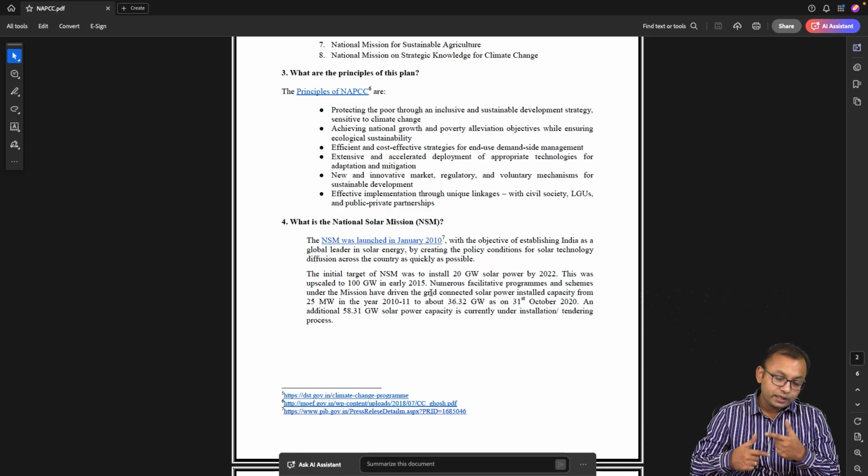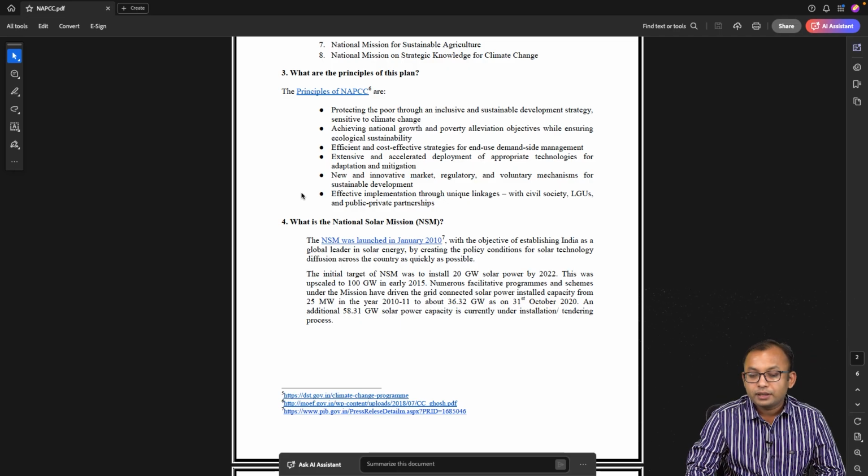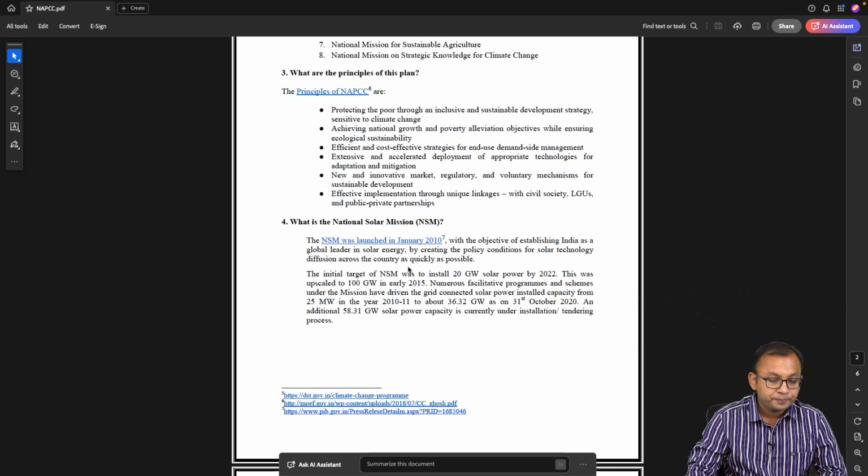Now, I will go one by one through the different missions and talk about their salient features. The National Solar Mission, NSM, was launched in January 2010. The objective of this mission is establishing India as a global leader in solar energy by creating the policy conditions for solar technology diffusion across the country as quickly as possible. The initial target of this NSM was to install 20 gigawatt of solar power by 2022. This was upscaled to 100 gigawatt in early 2015.